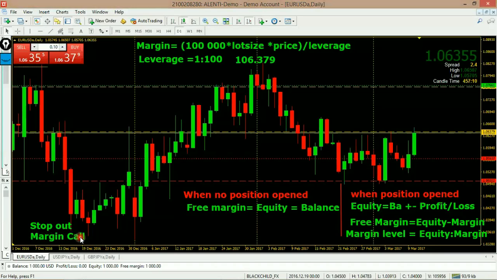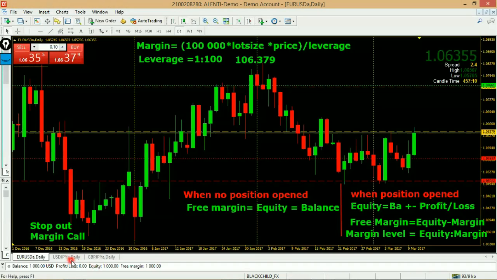The broker gives you a warning that your funds are depleting, so you must put more funds in your account so that you can still maintain your position. Because depending on the broker, some brokers deplete your equity until it goes negative, and if the negative cancels out your margin, that's when they completely close your positions.